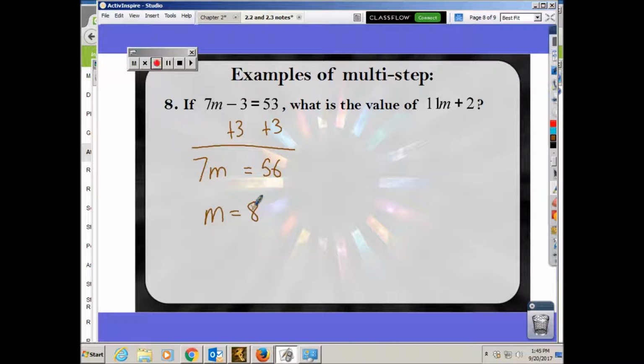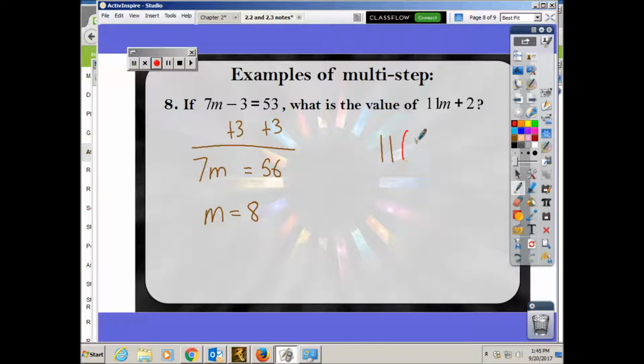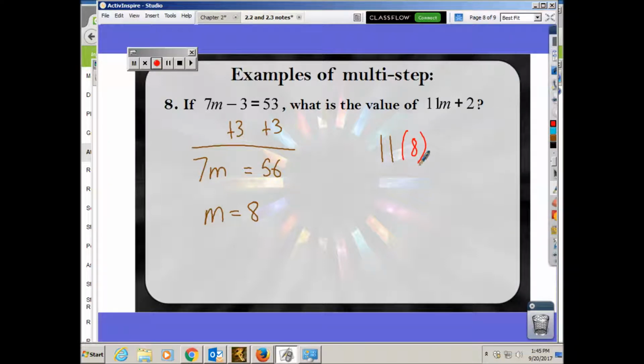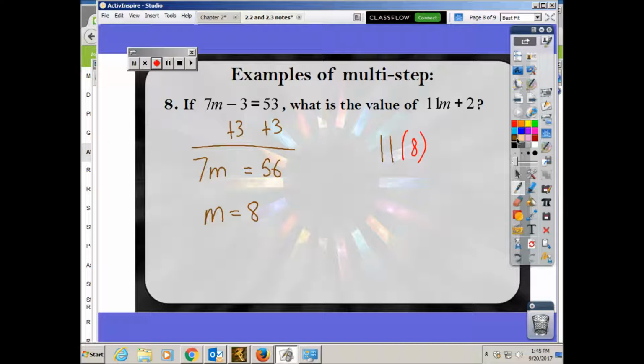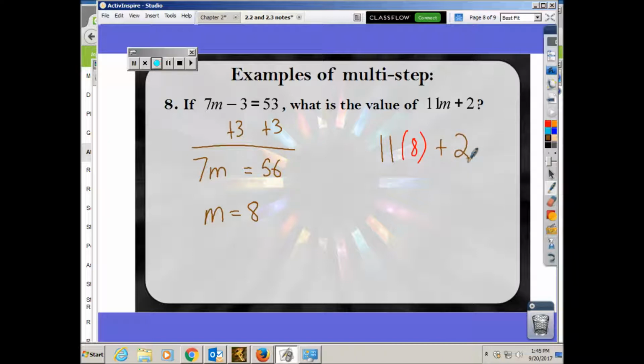m equals 8, correct? But the problem does not ask me what m is equal to. What is the problem actually asking me? The value of 11m plus 2. That means I need to take this, and for m, I plug in 8. So on a test, you don't want to miss this because you solved but didn't plug it back in.